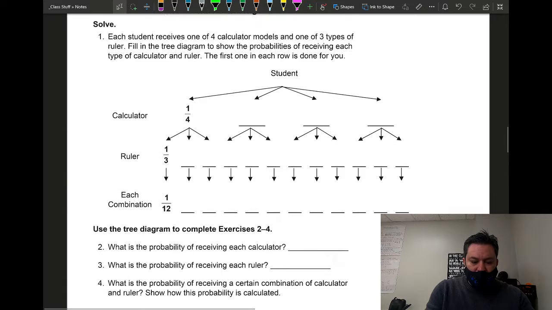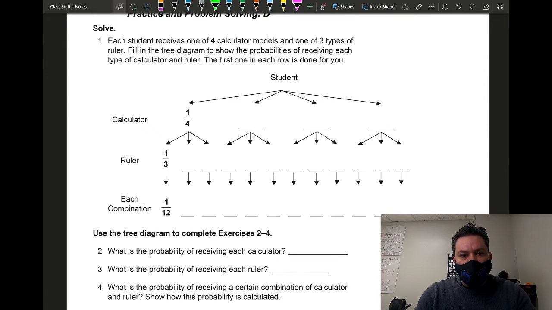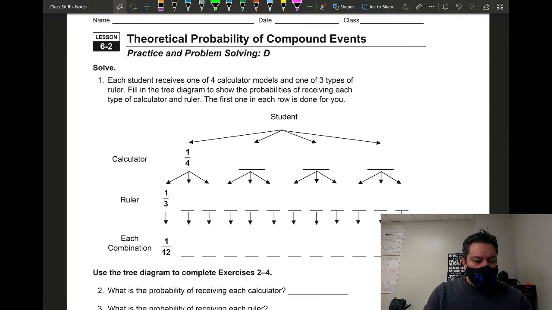Now, this one, we see something that we did not see on the previous video. What you can see right here, a lot of arrows and all that, is called a tree diagram. Yes, just like a tree, okay? It branches out. It says each student receives one of 4 calculator models and 3 types of rulers. Fill in the diagram to show the probability of each receiving a type of calculator and a ruler. The first one in each row is done for you, okay?